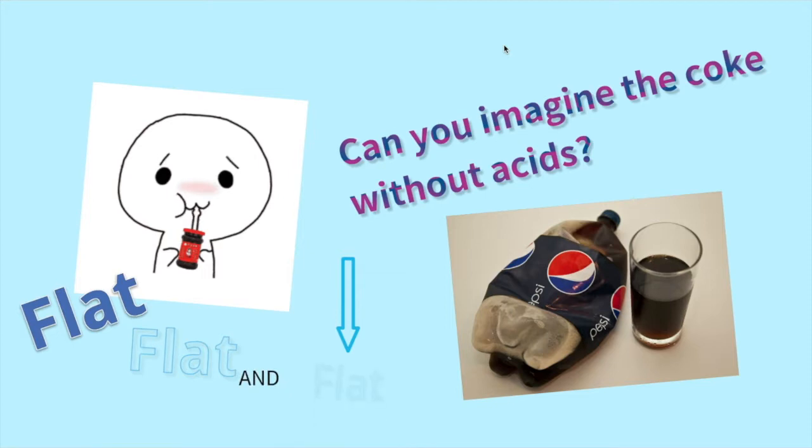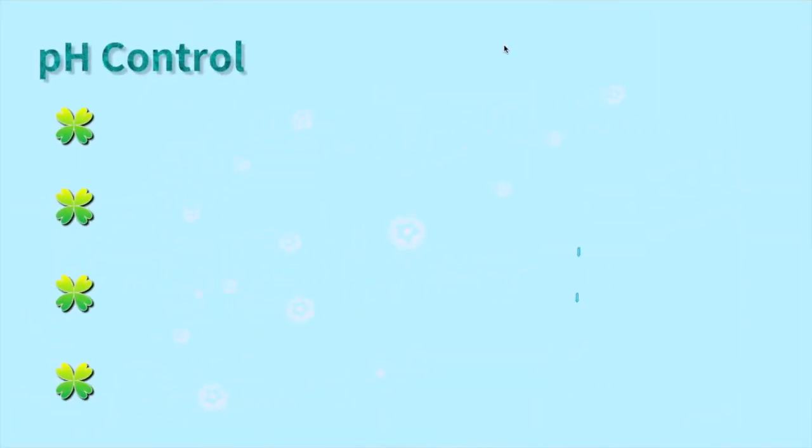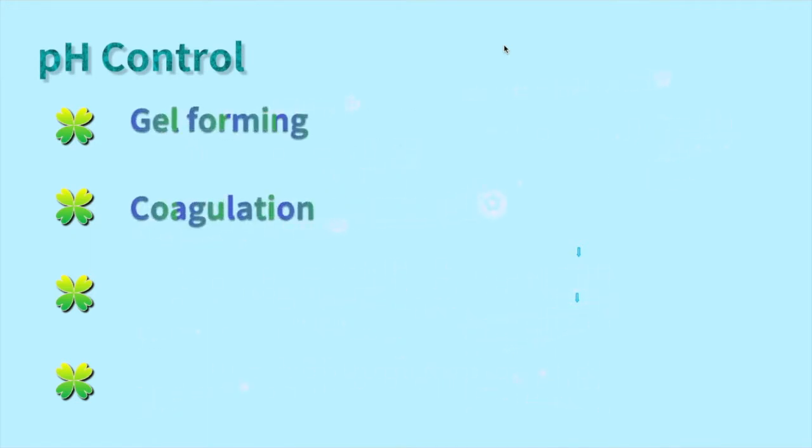Now you must know what is the first function of acidulants? Yes, adding flavor. The acidulants will add sourness and enhance flavor. Then the next function is to adjust the pH. The acid provides the right pH to help gel formation and cheese making. Moreover, by lowering the pH, the acid can also act as a preservative.